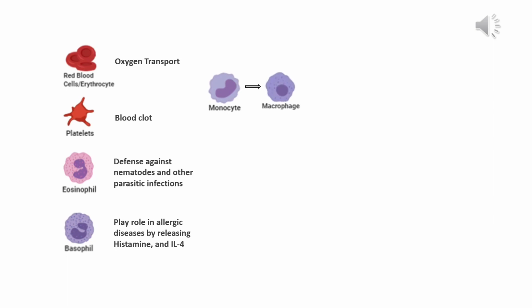Basophils play a role in allergies by releasing chemical signals like histamine and interleukin-4. Monocyte develops into macrophages upon migrating into the tissue from the blood circulation to engulf and digest the pathogen by a phenomena termed as phagocytosis. Neutrophils contain granules filled with enzymes that help them digest bacteria.